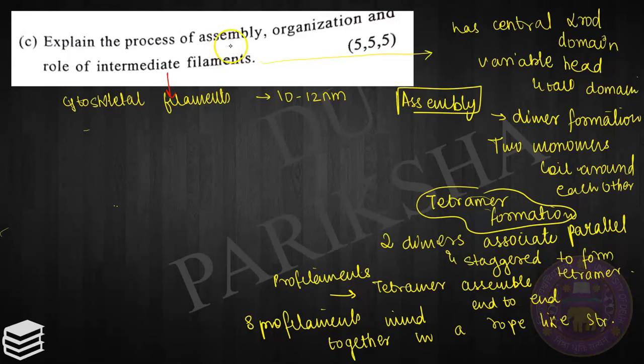Third part of the fourth question: explain the process of assembly, organization, and the role of intermediate filaments. Intermediate filaments are the cytoskeletal filaments of about 10 to 12 nanometers.